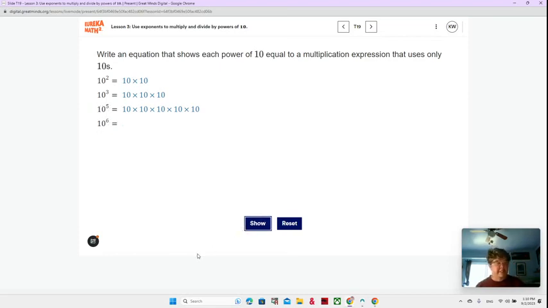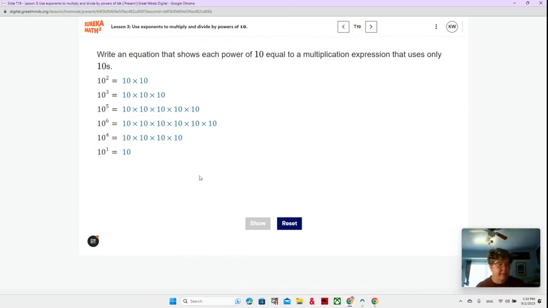Okay, 10 to the 6th power: 10 times 10 times 10 times 10 times 10 times 10, right? 6 of them. 10 times itself 6 times. 10 to the 4th power. And like I said, if I'm going too fast, just pause me, write them down. 10 times 10 times 10 times 10, right? 4 of them. 10 to the 1st power, the one we just talked about, just 10. Okay? Make sure that you have those written down.